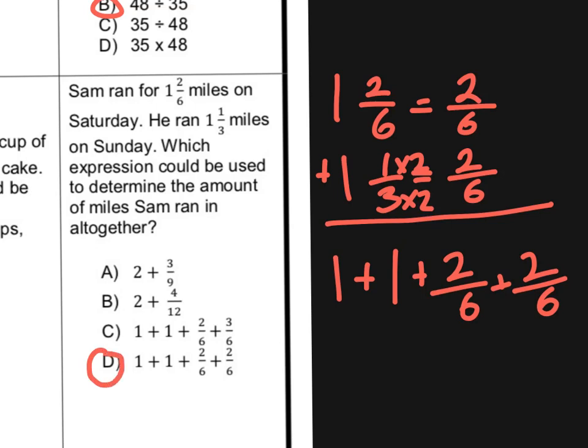A is wrong because it's 2 wholes, but it's not 3/9. B is wrong because it's not 2 plus 4/12. C is wrong because it's not 2/6 plus 3/6. It's 2/6 plus another 2/6.